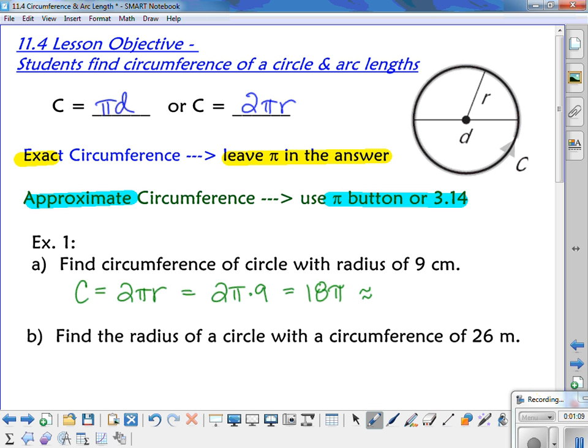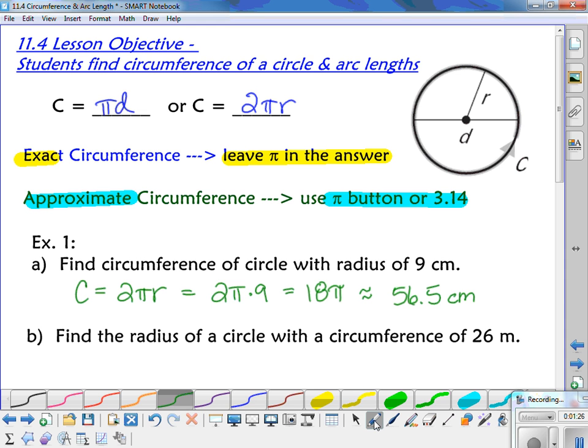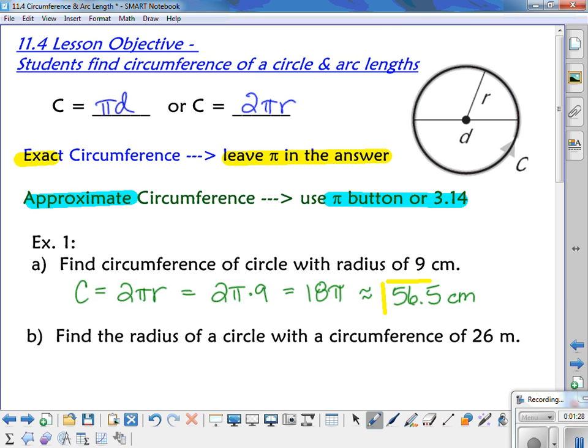So in your calculator, you just put 18 times pi, and if we do it to the nearest tenth, it would be approximately 56.5 centimeters. And that's if we are measuring around the outside of the circle. Okay, circumference is going around the outside of a circle. It's similar to a perimeter on a polygon.